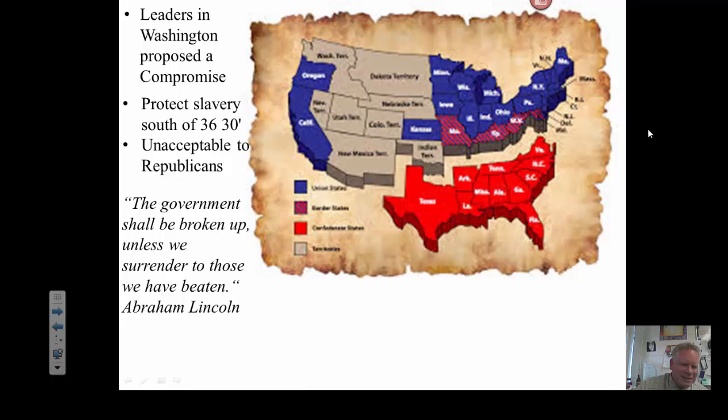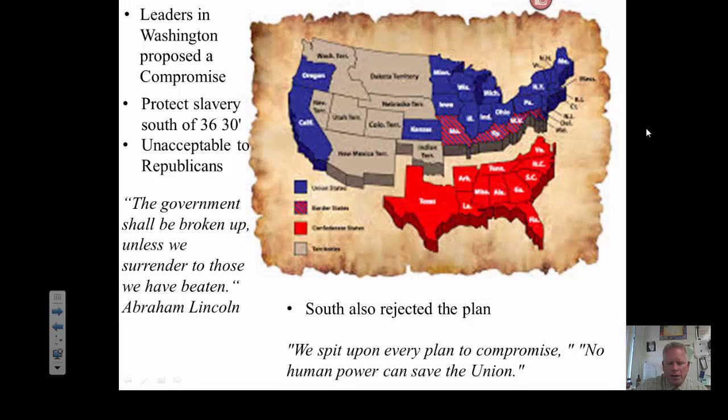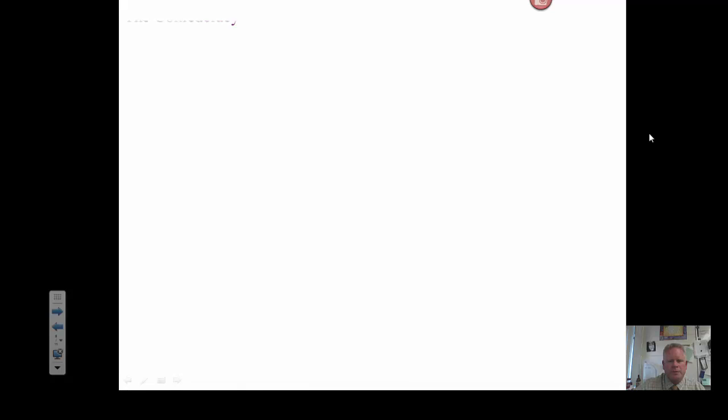Lincoln came out with this statement. He said, "The government shall be broken up unless we surrender to those we have beaten." So the Republicans didn't want to compromise. The South also rejected the plan. They said, "We spit upon every plan to compromise. No human power can save the Union." So the Southerners were done. They wanted to split, and there was really nothing that anybody could do to change their mind.